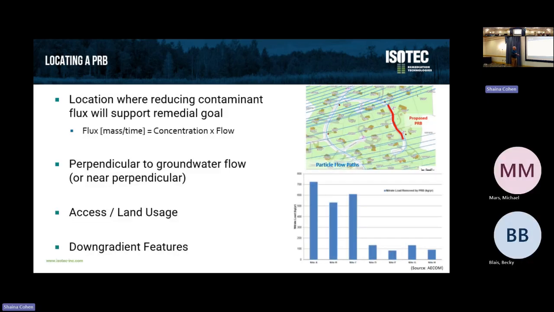And then we went back to these 3 locations and started looking at what our access was like, what the land usage was, and where we could put a PRB that was perpendicular, or near perpendicular, to groundwater flow, as well as have enough space for a monitoring well network to appropriately evaluate the performance of our demonstration test. And that's also important: what are your down gradient features? How close was the PRB going to be to a potable well, to a stream, to another surface water body? So, bringing this all together and trying to figure out where we locate our PRB.